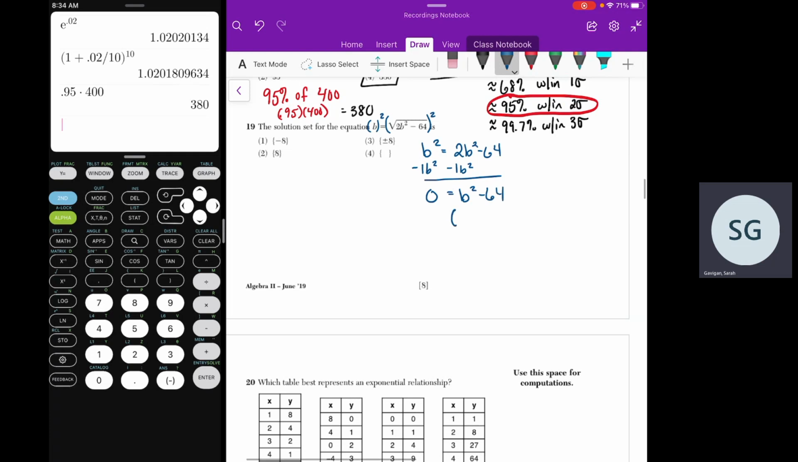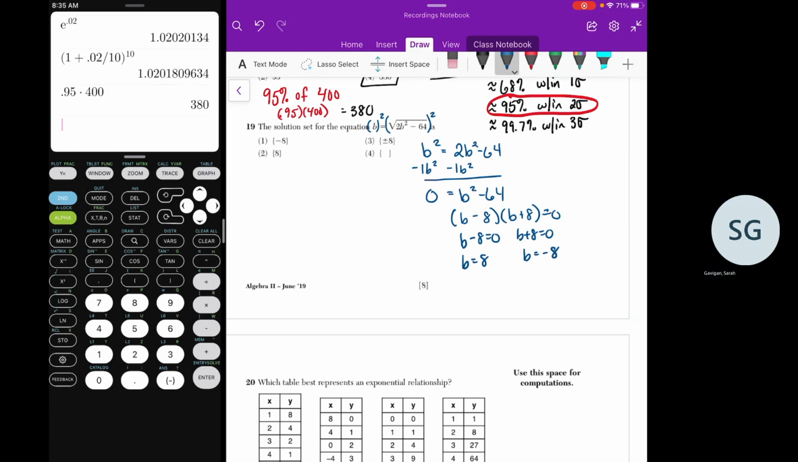This is a difference of two perfect squares, so I'll square root each of those. And so I get two answers. B minus 8 equals 0, so B equals 8. B plus 8 equals 0, so B equals negative 8. Now, both of those are not okay. We have to check. These are must checks because it's a radical equation.